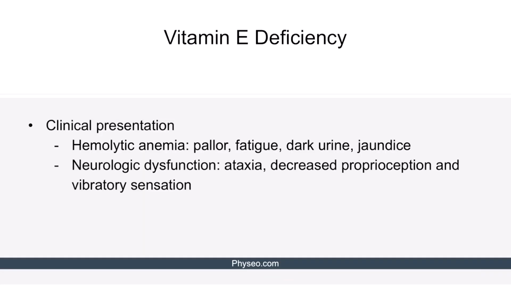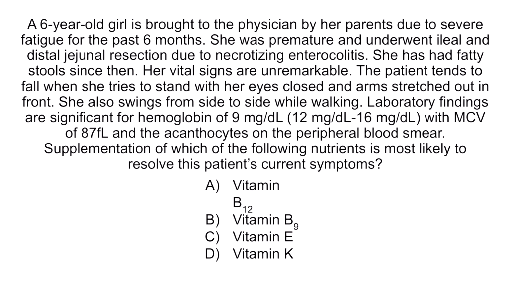Here's a slide reminding us of the clinical presentation of vitamin E deficiency. Let's discuss why other options are incorrect. Option A is incorrect because although vitamin B12 deficiency leads to neurological dysfunction, it causes macrocytic megaloblastic anemia without acanthocytes. Option B is incorrect because vitamin B9 deficiency causes macrocytic megaloblastic anemia without acanthocytes. Additionally, it does not lead to neurological signs and symptoms.